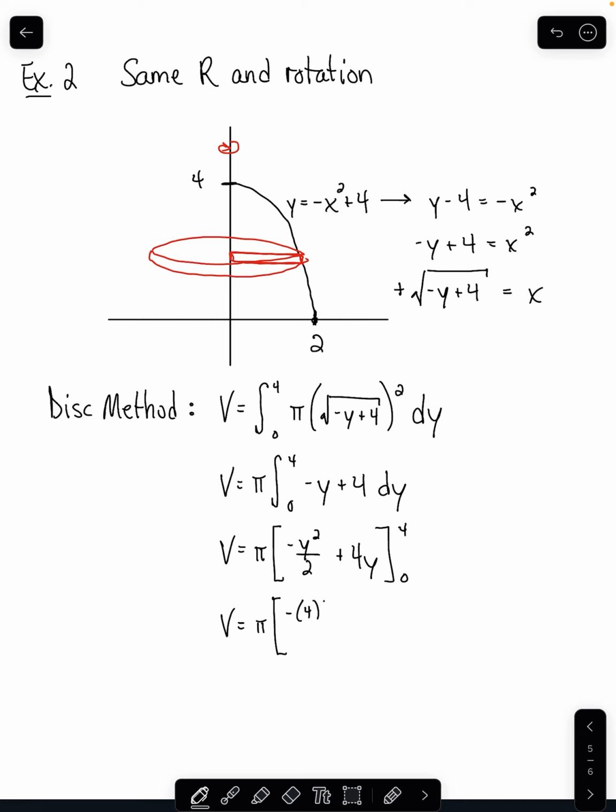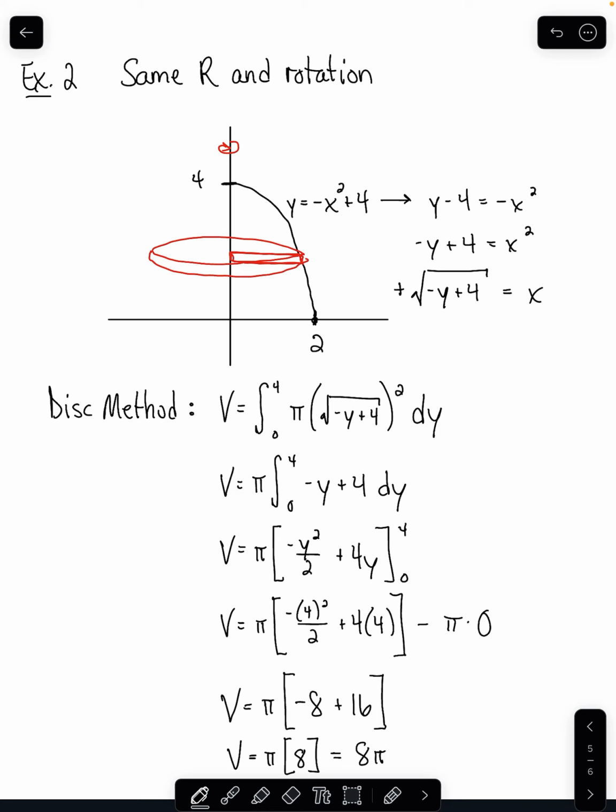So we have negative 4 squared over 2 plus 4 times 4. And then it should be pretty clear to see here that if we substitute 0 for y, that's going to result in an evaluation of 0, and therefore cancel out the entire second portion of the fundamental theorem of calculus. So we're left with just the first portion. And negative 4 squared is negative 16 over 2 is negative 8. 4 times 4 is 16, and this gives us 8 pi.